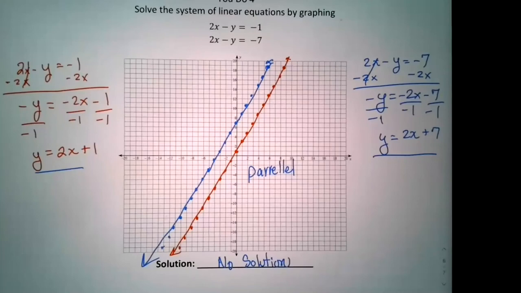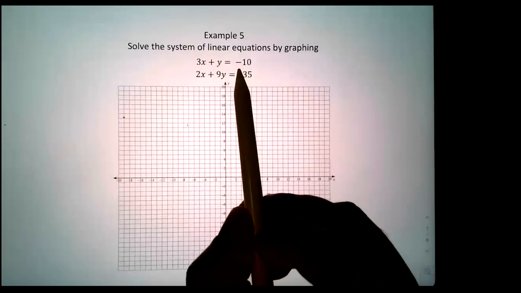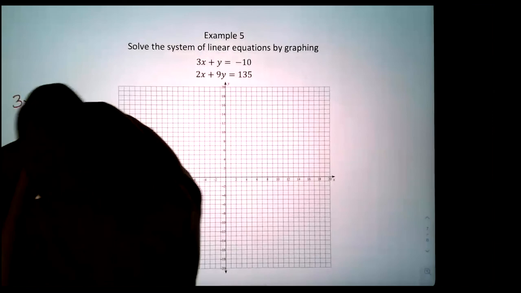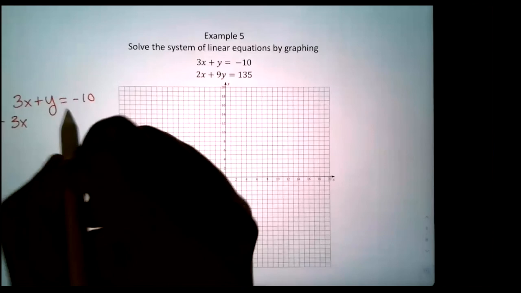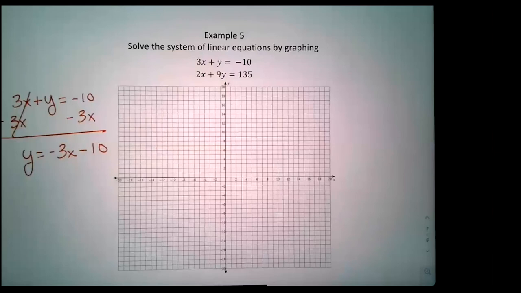So here is example 5. The first thing we want to do is place this in slope intercept form. The first one, I'm going to do in red over here: 3x plus y equals negative 10. I'm going to go ahead and change this to slope intercept form. And so we're going to go ahead and graph it.